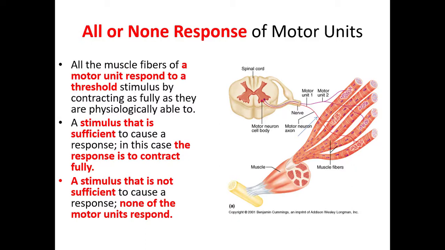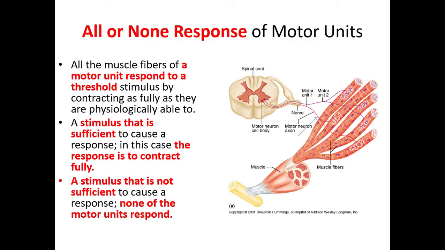However, when a motor unit is recruited, all the muscle fibers of the motor unit contract maximally. This means that all the sarcomeres of all the myofibers of all the muscle fibers of the motor unit contract maximally. There is no such thing as a partial motor unit contraction.